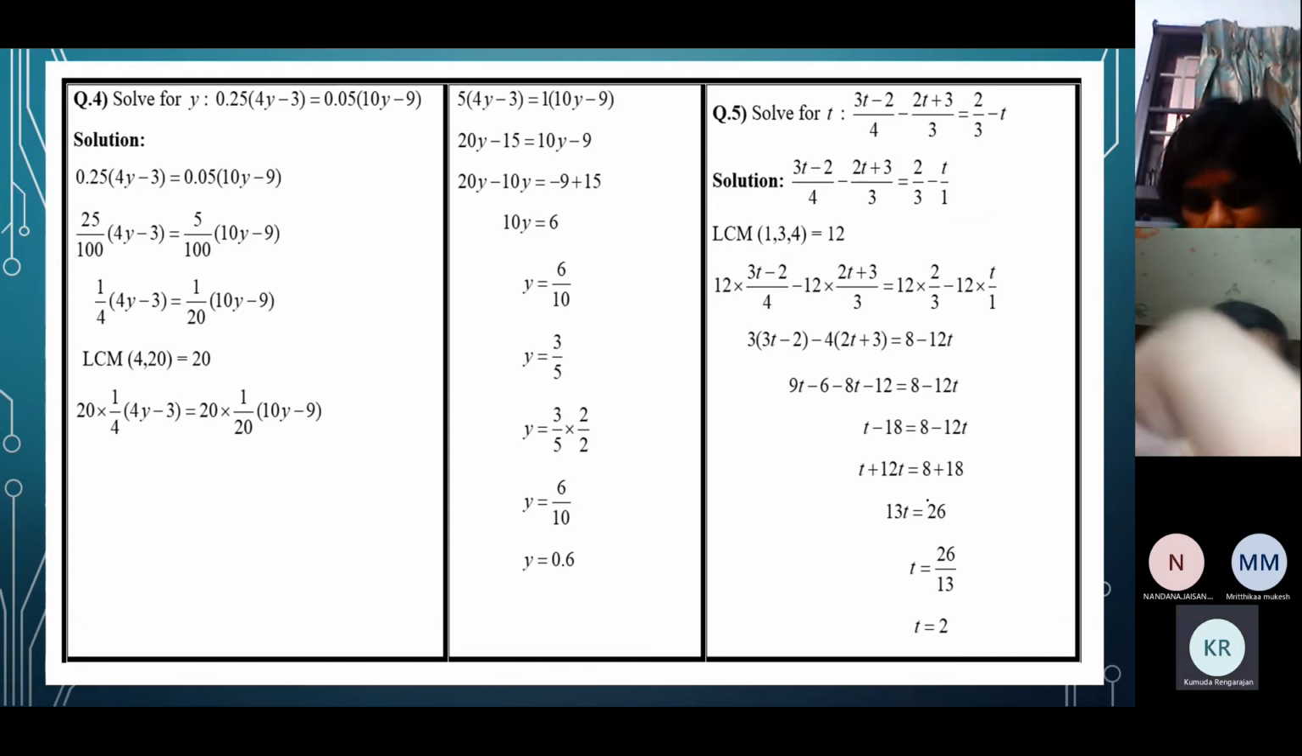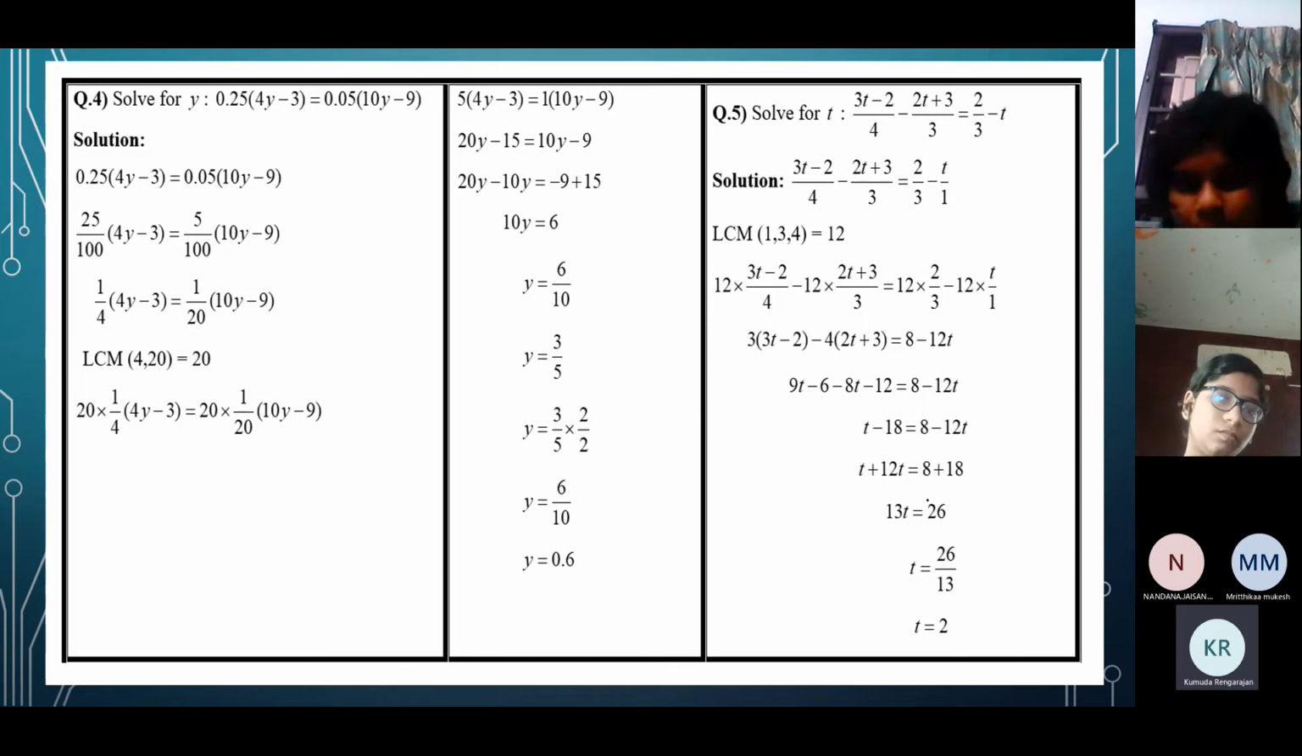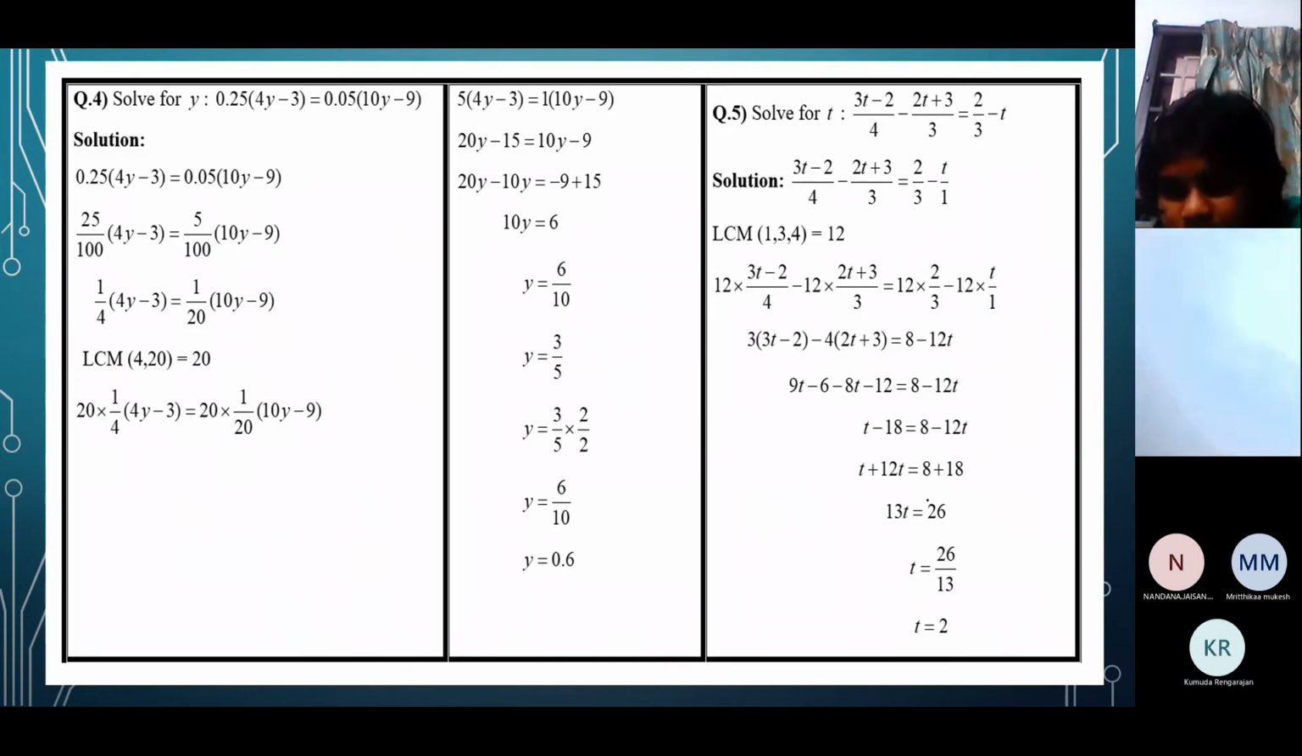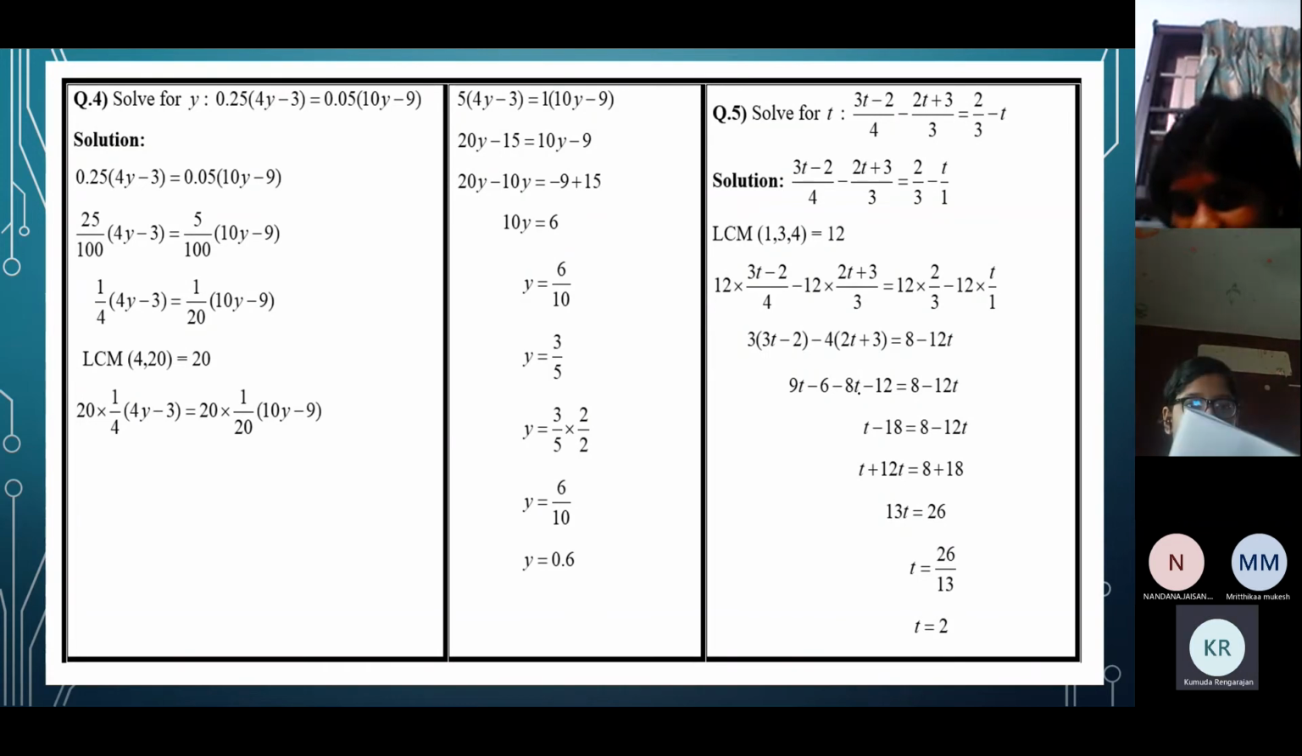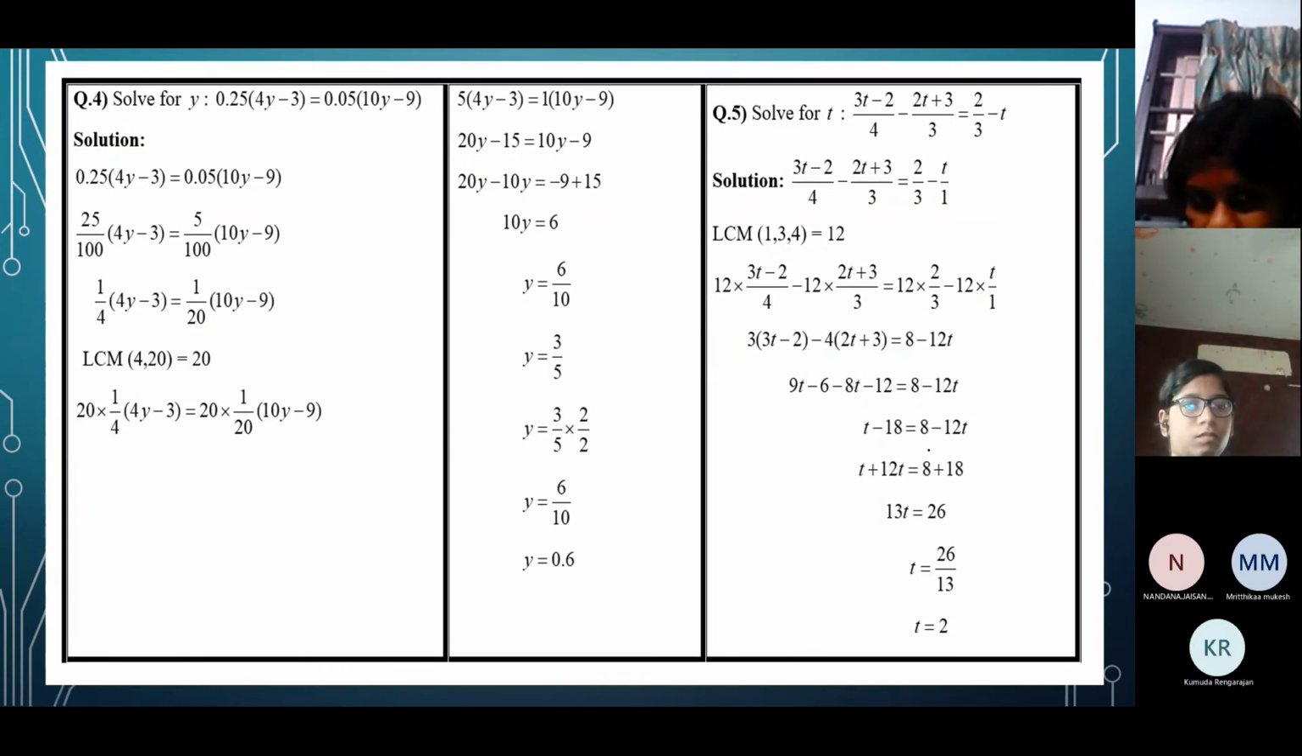You're talking about the fifth one, right? Yes, ma'am. Come again. Read the equation. Ma'am, 90 minus 6 minus 80 minus 12. After that, how will t minus 18 come?